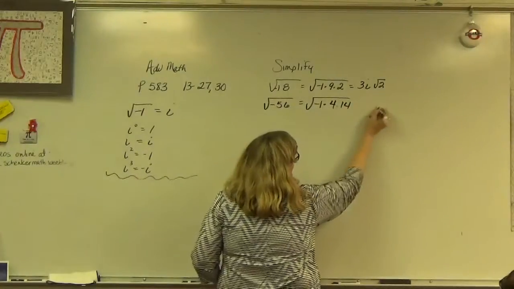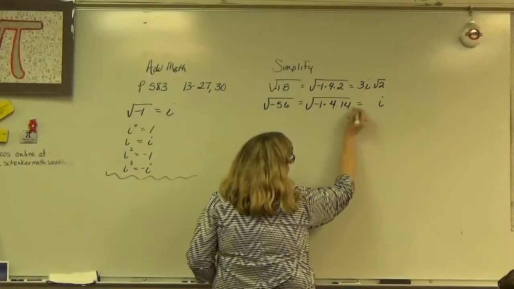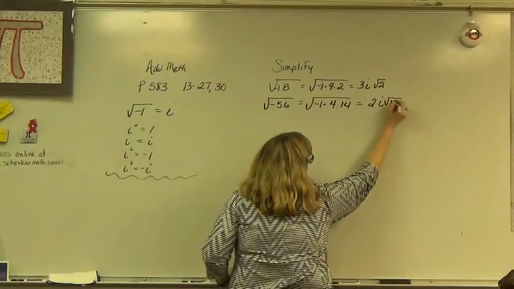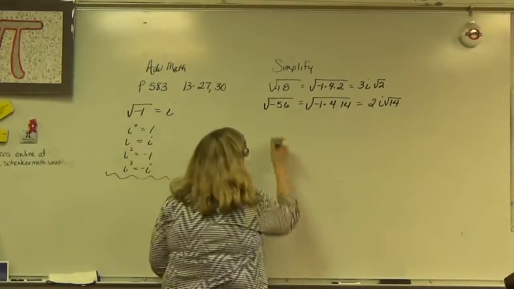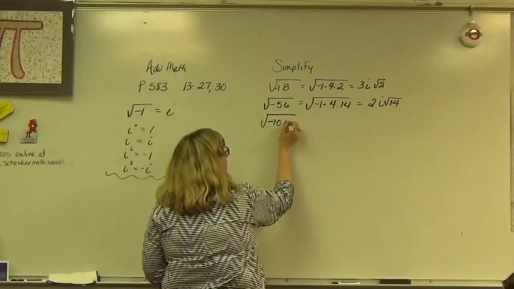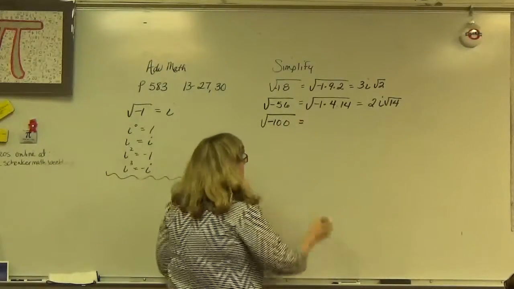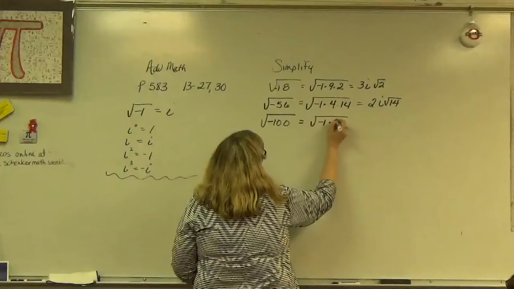The square root of a negative 1 is i. The square root of 4 is 2, but you don't know the square root of 14. I like this. Okay, what if I have a negative 100? Negative 1 times 100.